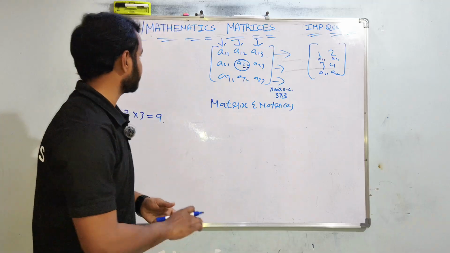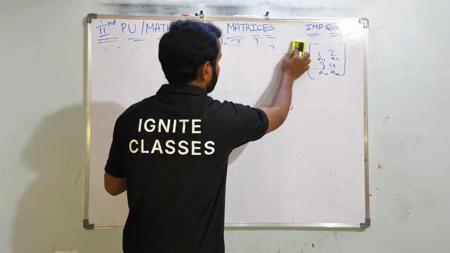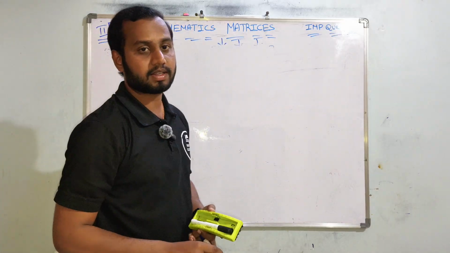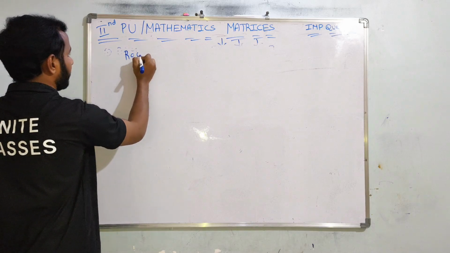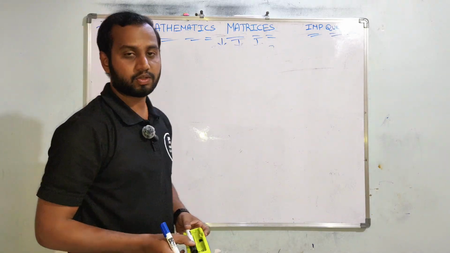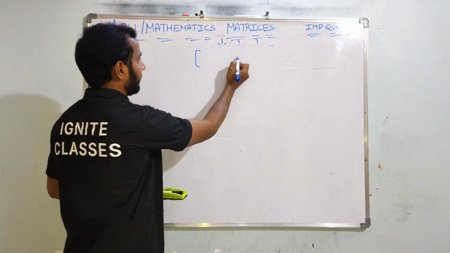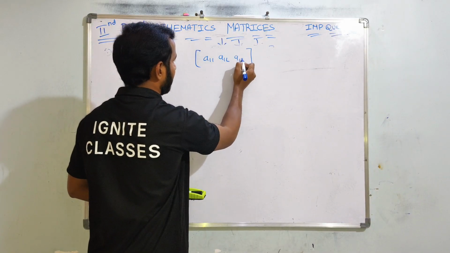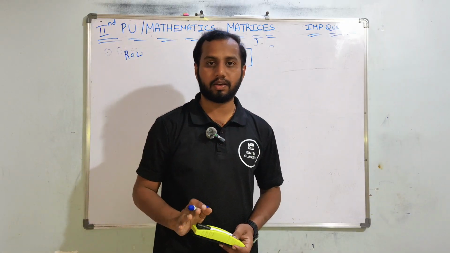After knowing the definition of the matrix, now it comes to types of matrices. How many types of matrices are there totally? First one is your row matrix. What is a row matrix? A row matrix is nothing but a matrix that contains only one row, A11, A12, A13. If a matrix contains only one row, then we will be calling it a row matrix.